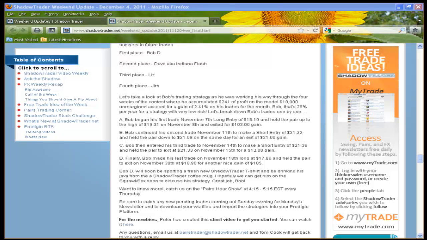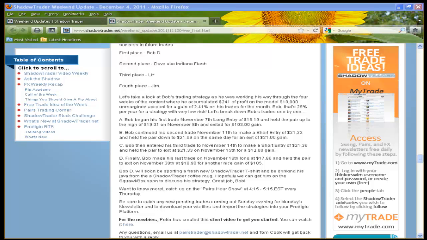That means that if they wanted a strategy that was playing for 5-cent retracements off the mean constantly back and forth, so be it, whatever they wanted to do. You can see here that Bob traded 4 times from November 7th all the way to November 30th. Gains of 103, 21, 12, and then a big gain of 105 on the last trade, all right? And all of this was automated.